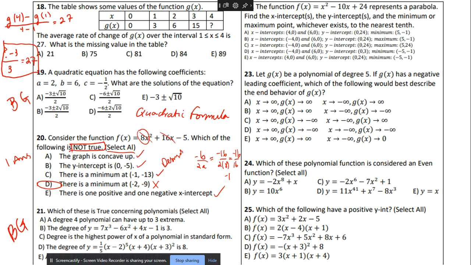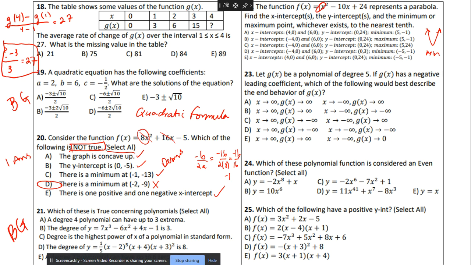Okay, the function f of x, and it gives you another parabola. It represents, let's see, it is a parabola, excuse me. Find the x-intercept, y-intercept, minimum or maximum, whichever exists to the nearest tenth. Again, this is a positive leading term. It's got a 1 right there. So we know it opens like this. So we know it has a minimum.